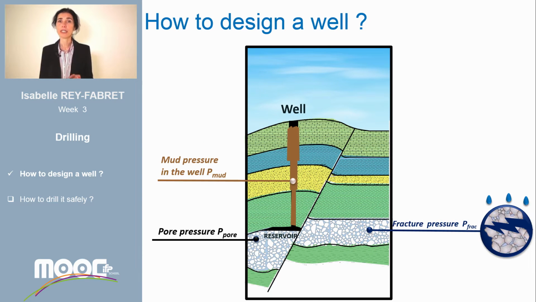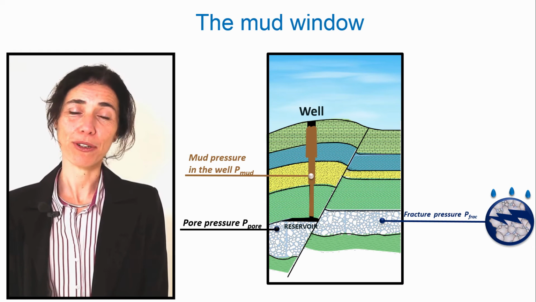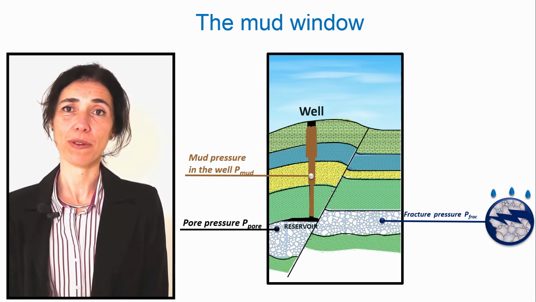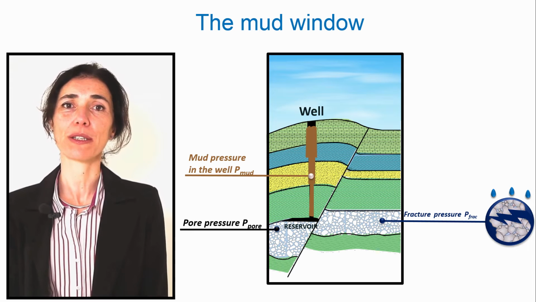When the formation is drilled, the well is full of a fluid, the drilling mud, which is directly in contact with the rock and applies a pressure on it, the pressure of the mud. The mud pressure depends on the depth. One of the roles of the mud is to maintain the interstitial fluid within the rock in order to avoid a kick.